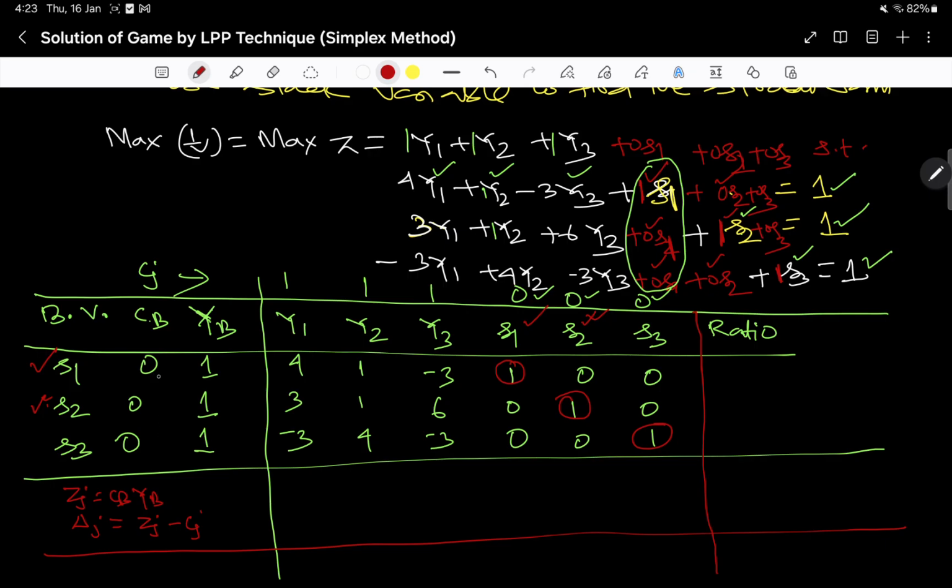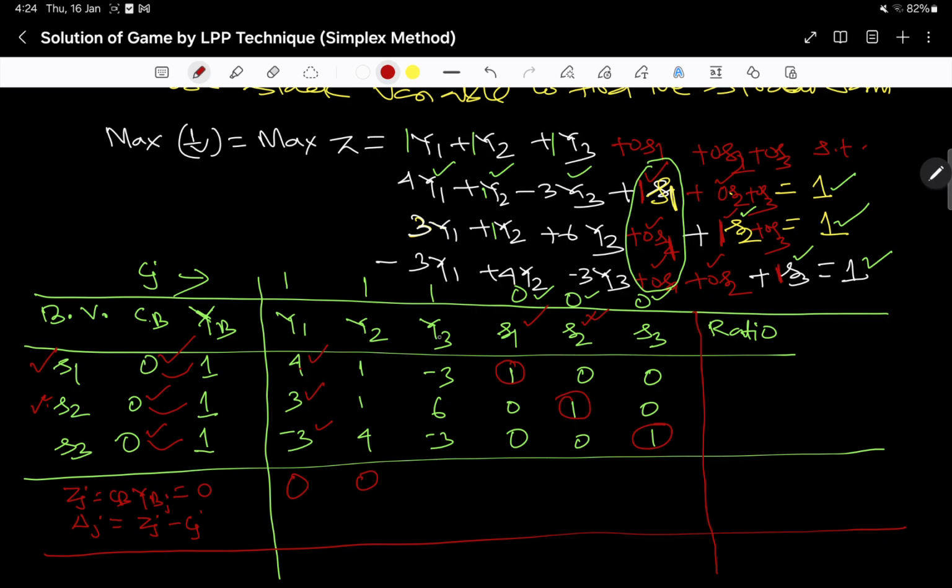Okay, so now if I multiply this into this, 0 into 1, 0 into 1, 0 into 1 added, CB into YB is 0 here. Now coming to delta j, similarly this into this, and everything is 0 here, because this into this plus this into this plus this into this is also 0. Likewise this is CB YB, 0, or I may write YBj.